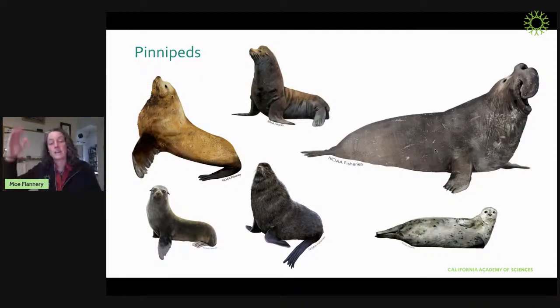So we're at the southern range of the Steller sea lion, which is the animal right here. We're at the southern range of the northern fur seal. We're at the northern range of the Guadalupe fur seal. And of course, California sea lions, northern elephant seals, and harbor seals are seen in our area. So we're going to go into detail on how to identify those 6 species that you might see on the beaches.